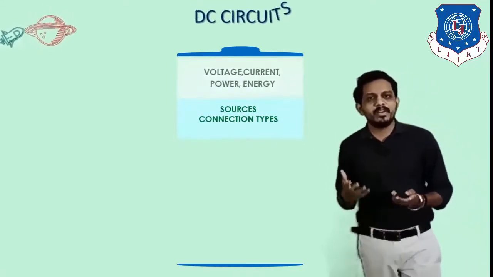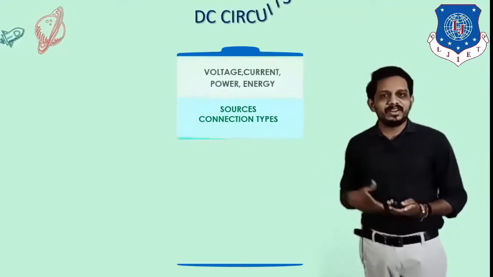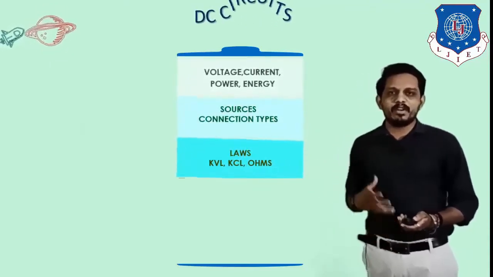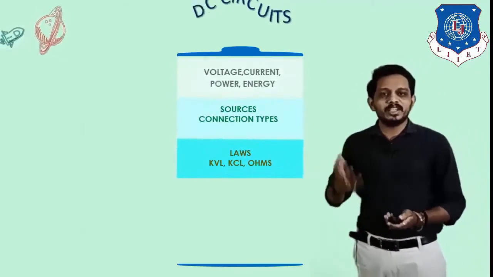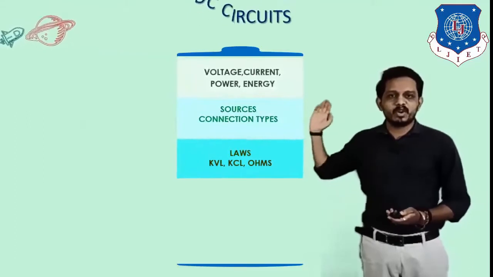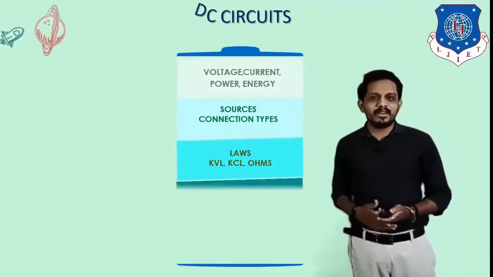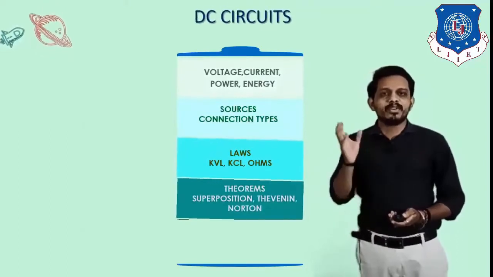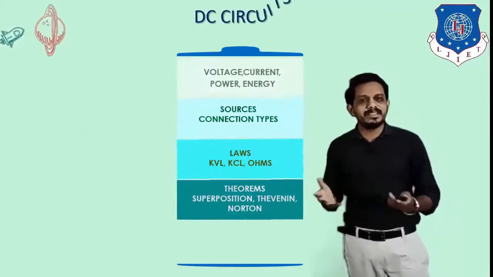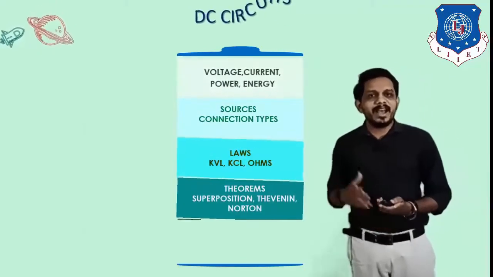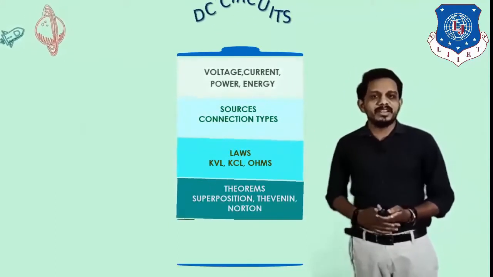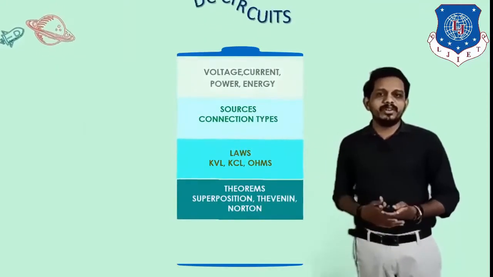Also we will study different types of circuits, like resistors connected in series and resistors connected in parallel. Next we are going to study different laws related to electrical and especially DC circuits: Ohm's law, Kirchhoff's voltage law, and Kirchhoff's current law. Then we will study some important theorems related to circuits, by which we can easily solve any type of electric circuit: the superposition theorem, Thevenin's theorem and Norton's theorem.